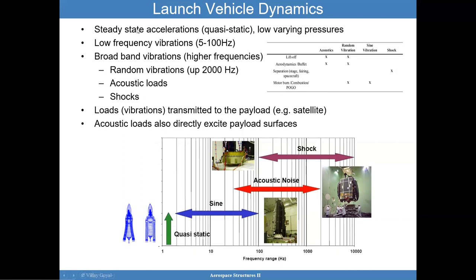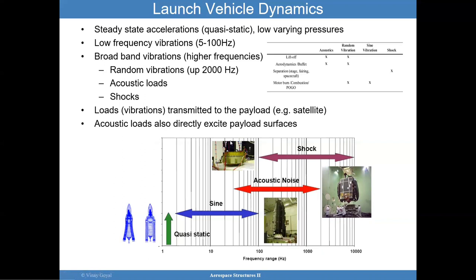So we have the steady state accelerations, basically very slowly varying. The rate of loading is not large. It's small, so you can apply the loads very slowly. We call that quasi-static when you have the steady state types of accelerations. If you have low frequency vibrations, typically they'll be in between the 5 to 100 hertz range. Broadband vibrations are higher frequency vibrations, and the random vibrations can go up to 2000 hertz. I'll be discussing that in more detail. We have acoustic loads and shock loads. The loads are typically transmitted also to the payload. And then you also have acoustic loads that can directly excite the payload surfaces.